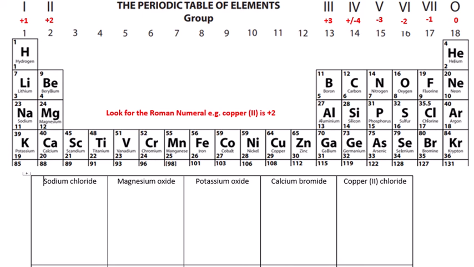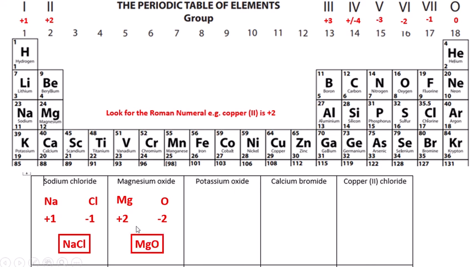So first one, sodium chloride, Na sodium, Cl's chlorine. To get our numbers, sodium's over here +1, chlorine's here -1. So the pluses and minus cancel out, so we've used one sodium atom, one chlorine atom, so NaCl. Magnesium oxide, Mg, O for oxygen, Mg's here +2, oxygen's here -2. Again, the plus and minus numbers cancel out, so we've used one magnesium, one oxygen, so MgO.